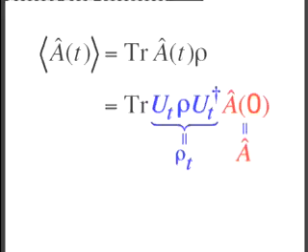To summarize the Schrodinger picture then, each observable is represented by a constant matrix, while the density matrix changes with time. This is to be compared with the Heisenberg picture, where the observables are functions of time and the density matrix is a constant.